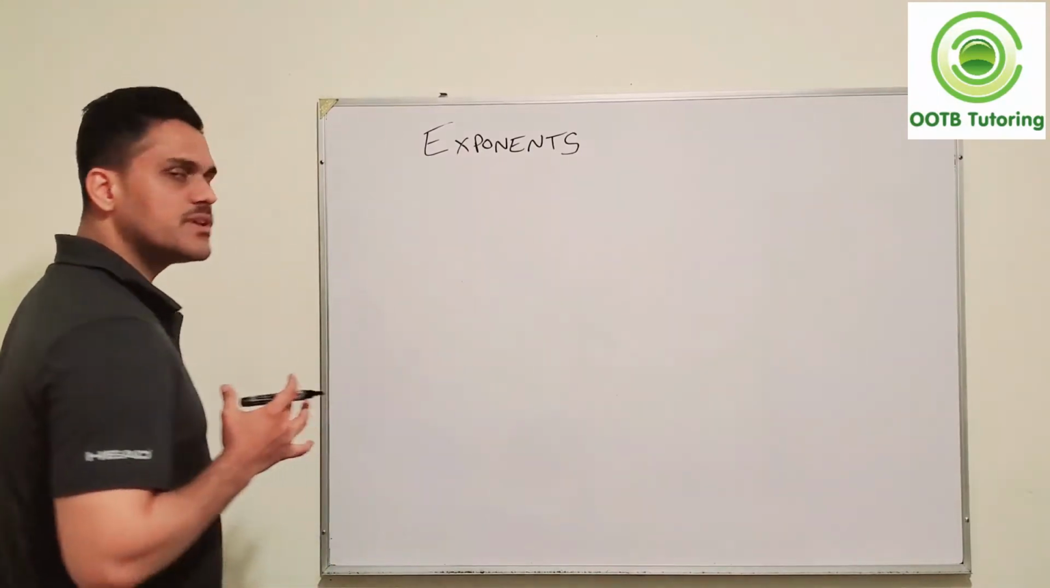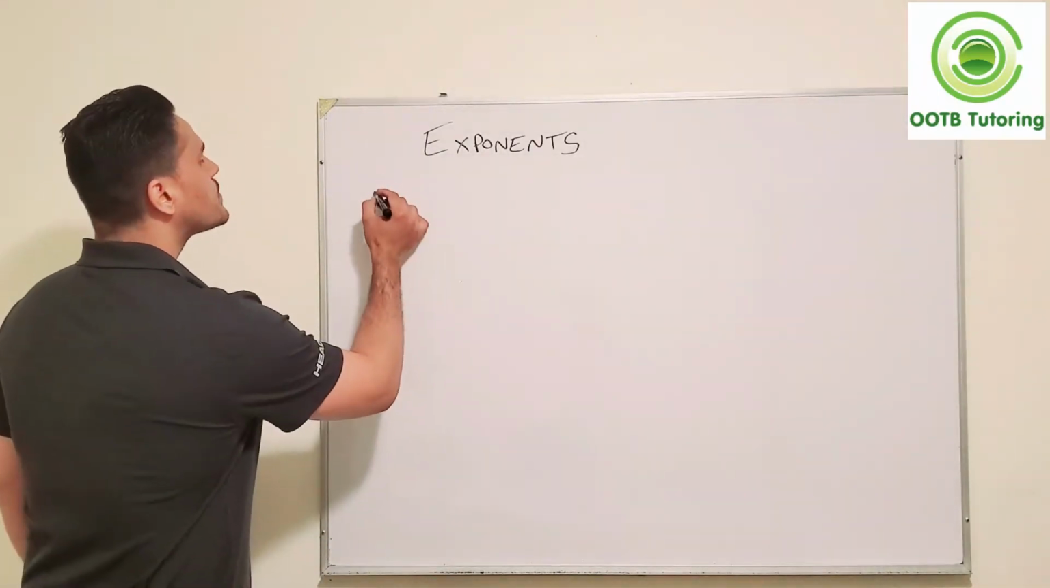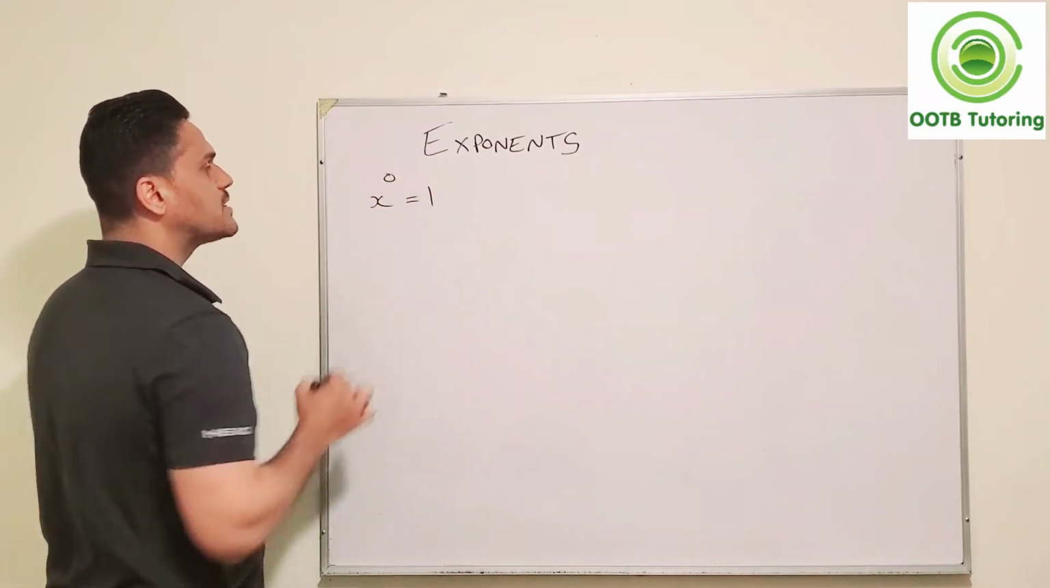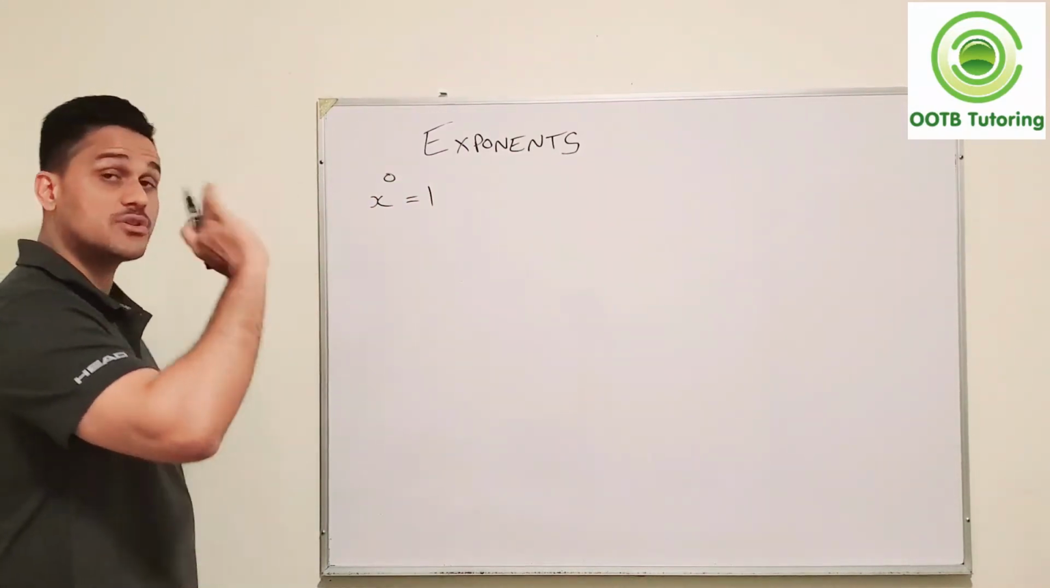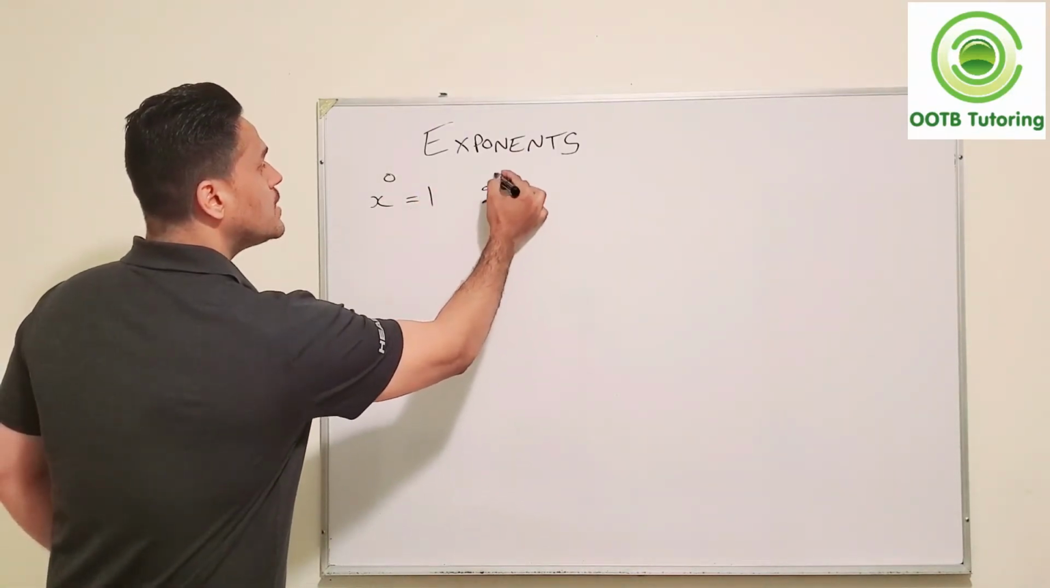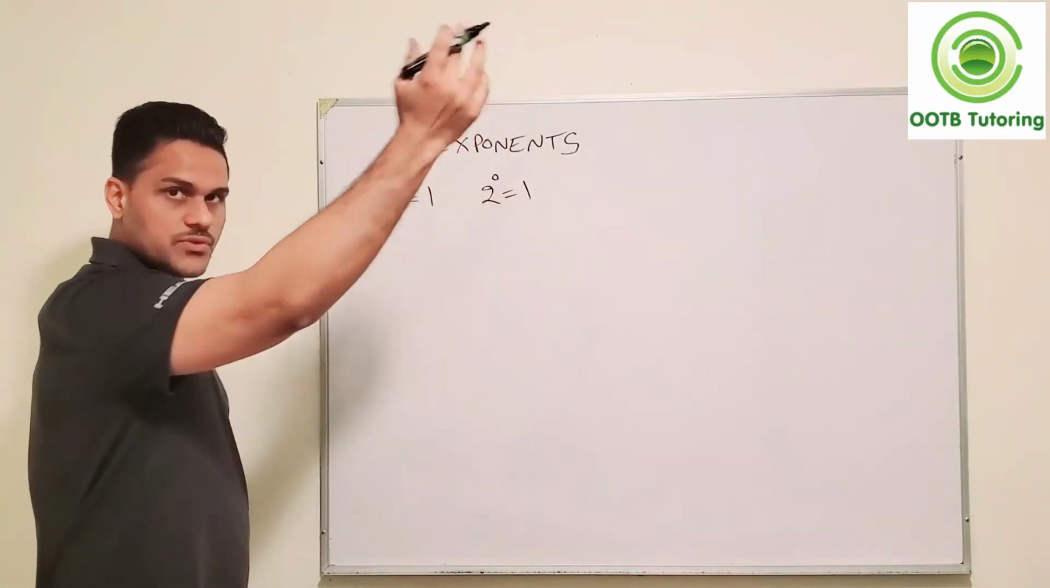So we'll start off with the exponent rules. Firstly, I want you to remember anything to the power 0 is going to be equal to 1. Okay? Anything to the power 0 is going to be equal to 1. X to the power 0 is 1, 2 to the power 0 is 1, and so on and so forth.